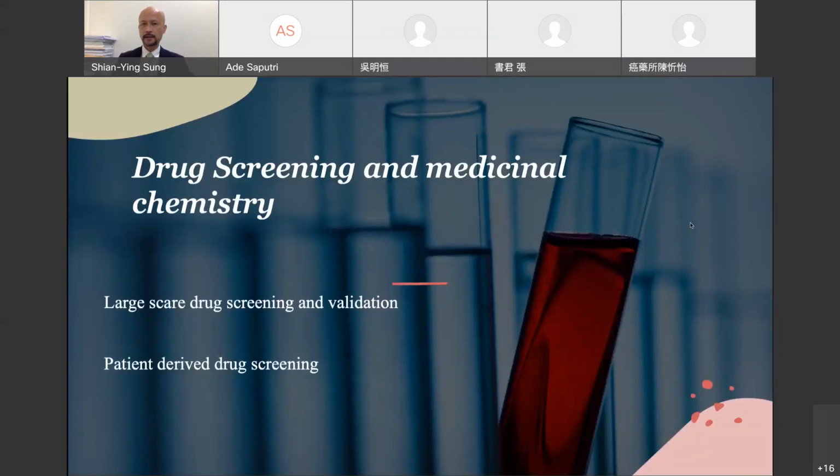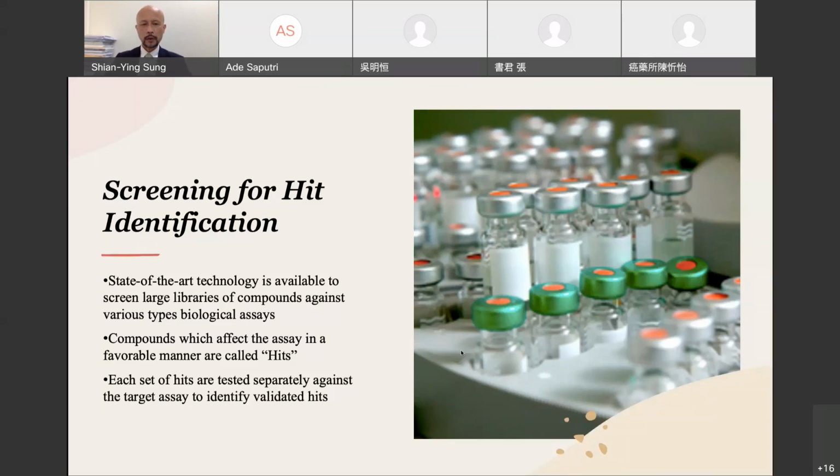The second one is drug screening and medicinal chemistry, and we have expertise focused on large-scale drug screening and validation and patient-derived drug screening. One of the major ideas of drug screening is that you wish to find the hit target drugs that are really useful for therapeutic strategies.